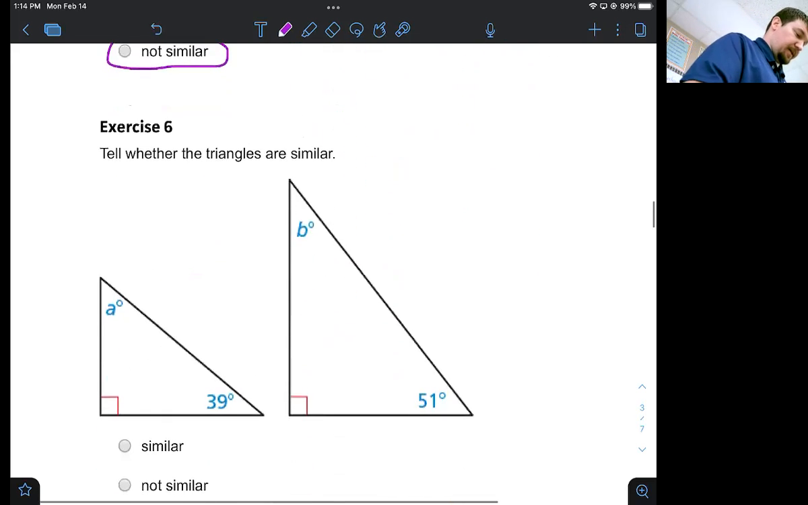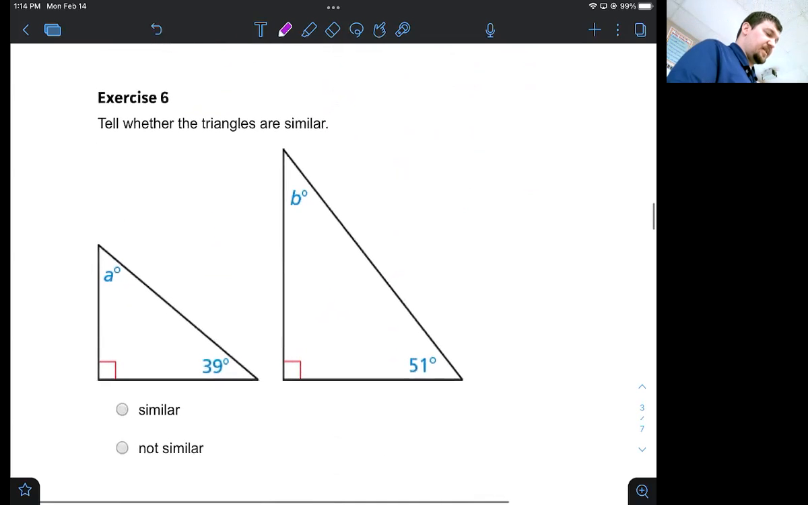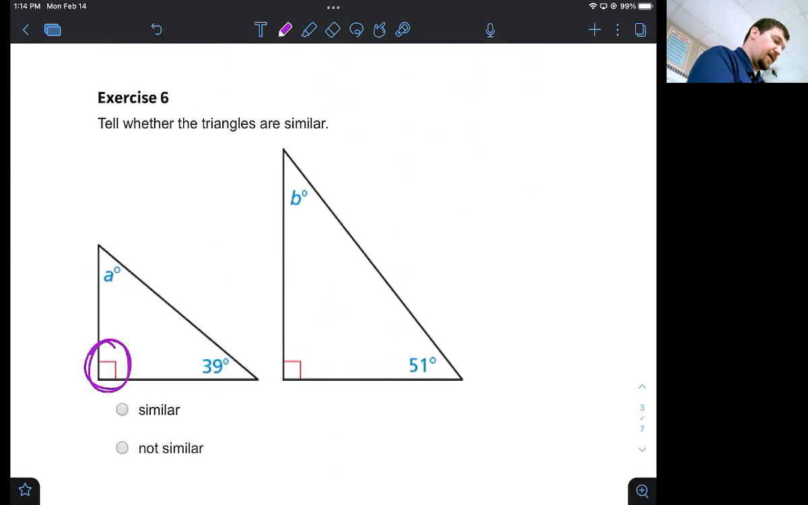All right, number 6. Same thing here. Of course, these right angles are going to match up. Now, it looks like they wouldn't be similar, but they could have rotated this. So your choice, find A or B, but we need to figure out if A is 51 degrees or if B is 39 degrees. Somehow we have to figure this out. So Sky, do you want to find A or B?